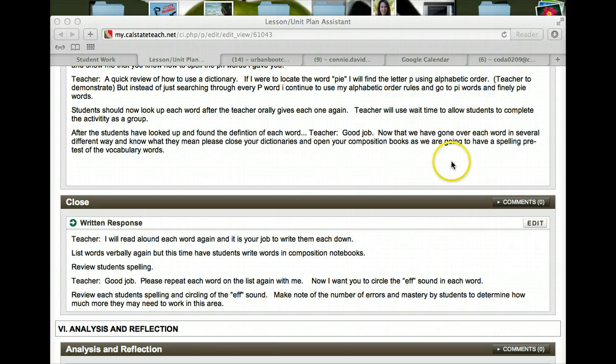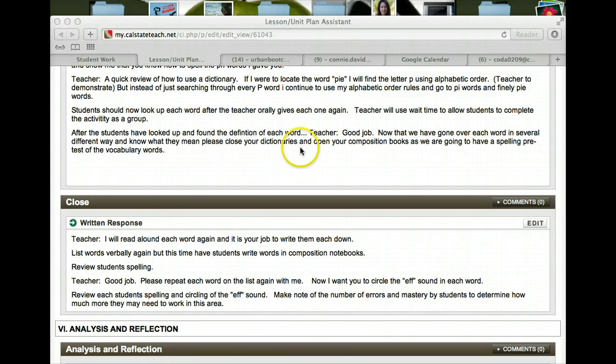Now that we have gone over each word in several different ways, I don't know how you did that because you didn't describe it. I don't know how you went over the words in several different ways. I don't know how the kids made any of the connections to what they did personally to what's happening with this word. I don't know how they identified the PH and they did all that other stuff because you don't tell me.